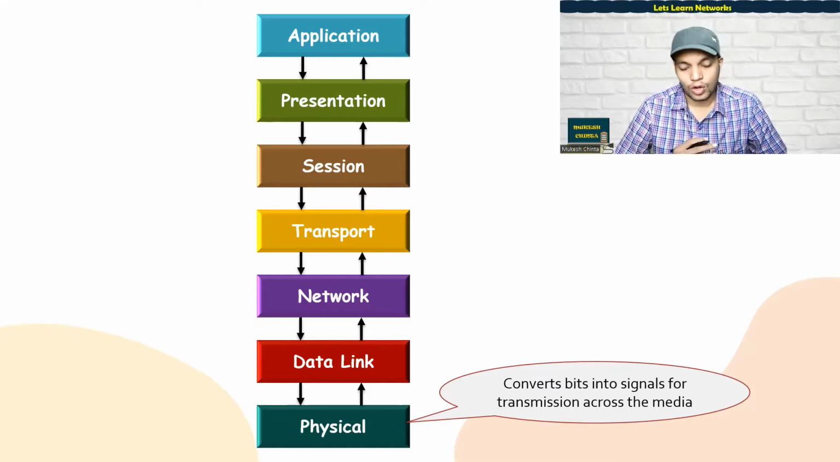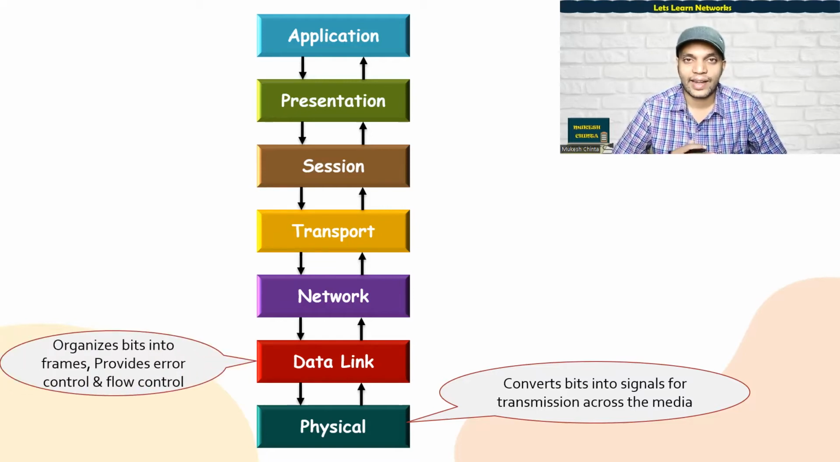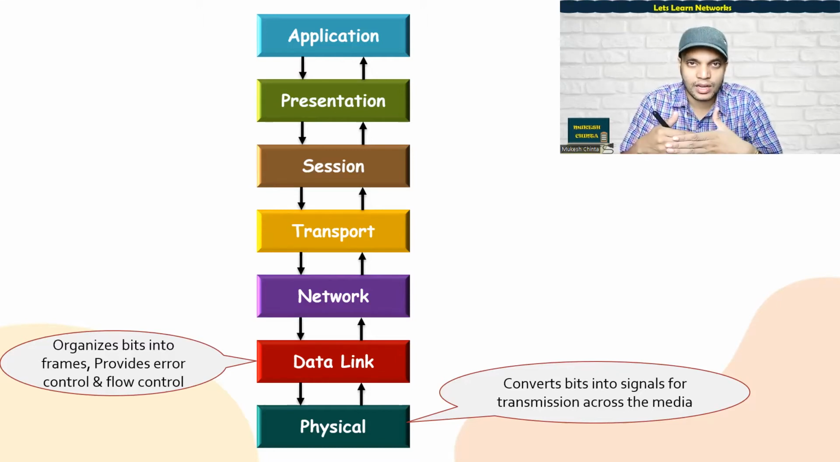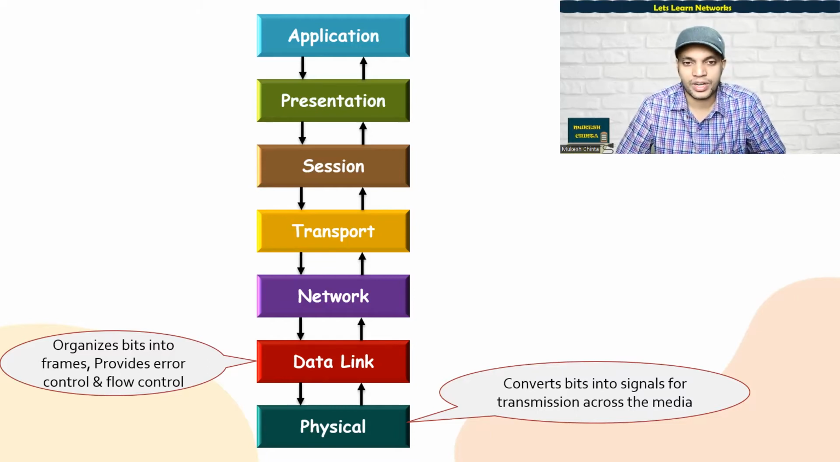On top of the physical layer, which is your second layer, is called the data link layer. This layer organizes the data that is passed on from the upper layers into frames. And once the framing is done, it provides error control and also flow control. We will discuss what those are in a few minutes' time.